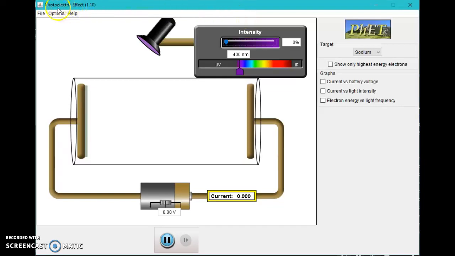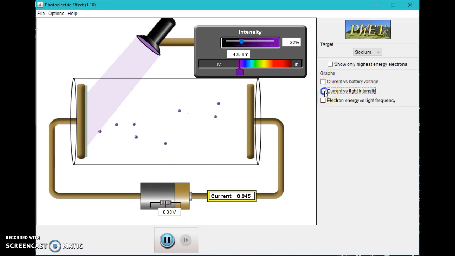All right, in this simulation we can see the photoelectric effect in action. We have an evacuated photocell with a photosensitive plate on one end of the cell and a collecting plate on the opposite end. The target metal is sodium, and if I increase the intensity of this light, I get photocurrent flowing through. Notice the battery that's connected right now is not turned on, so it's 0 volts.